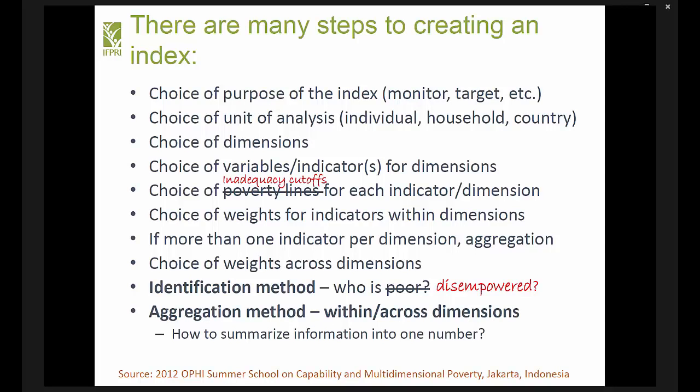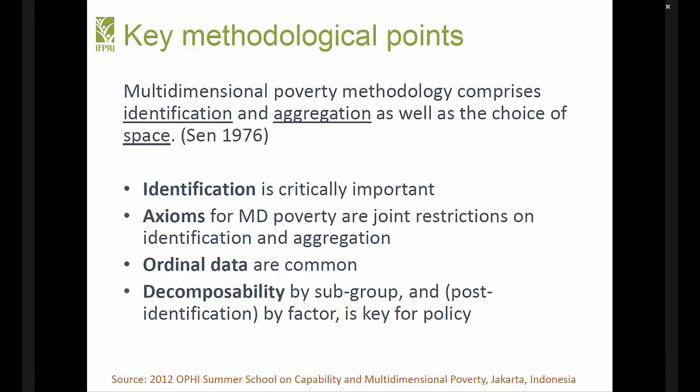Okay, so again, poverty. When we go to the WEAI, really, this is what happened. Instead of poverty lines, we call them inadequacy cutoffs. Instead of identifying who is poor, we're identifying who is disempowered. And then we try to summarize all of that across everyone.